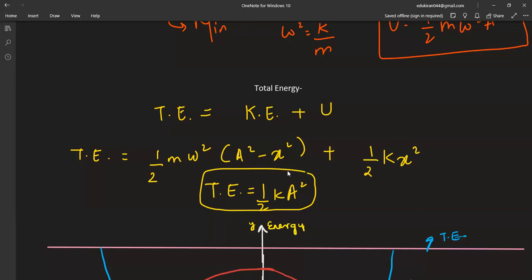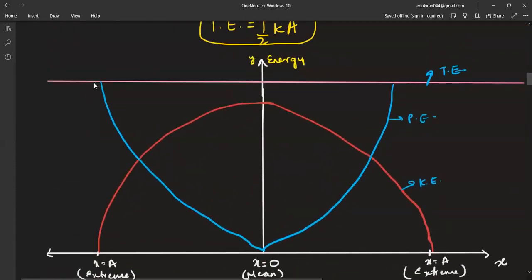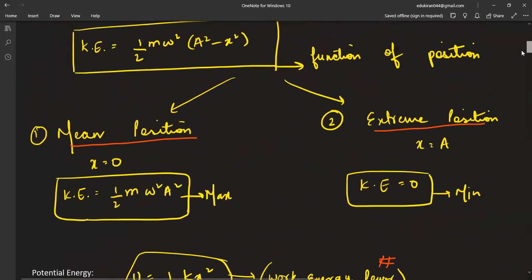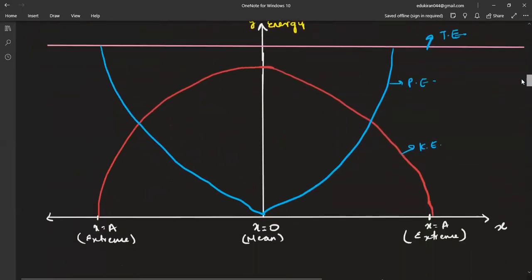So how do we represent the total energy? Through the graph. This is how it is drawn. See, this is an important graph. It's already mentioned in your NCERT also; you can check the graph from there. This is the graph of kinetic energy, and this is the graph of potential energy. Both are present. The graph is obtained because of the extreme position and the mean position. The minimum value is 0, then it reaches the maximum value at the mean position, and again at the extreme position it becomes 0. That's why you have the kinetic energy graph like this.